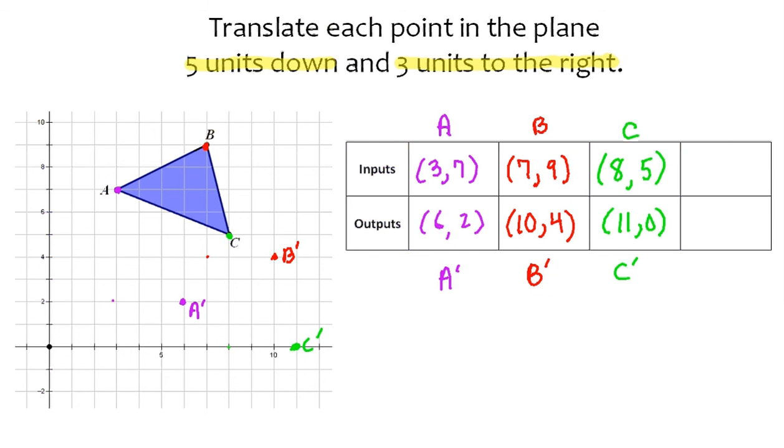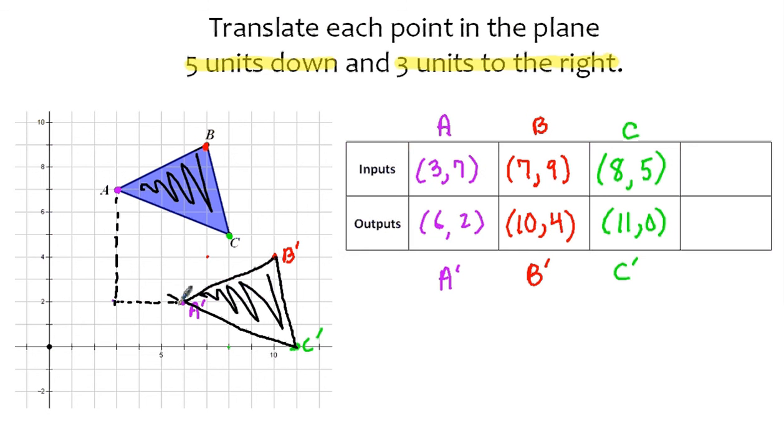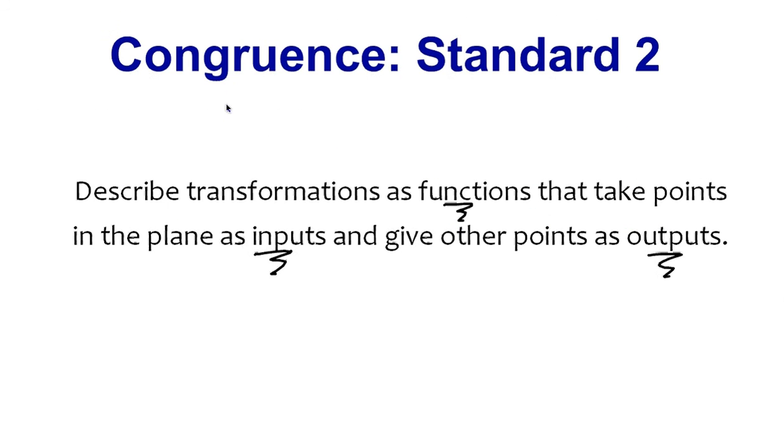Fantastic. Let's complete our drawing by joining points A prime and B prime, B prime and C prime, A prime and C prime to form triangle A prime, B prime, C prime. And let's notice that triangle ABC looks an awful lot like triangle A prime, B prime, C prime. It's just that each point has been translated down and over to the right. Now, one of our goals again from Standard 2 is to focus on describing transformations as functions.